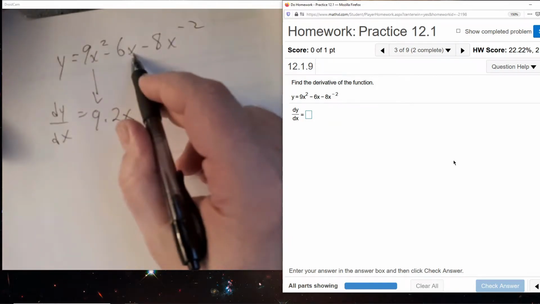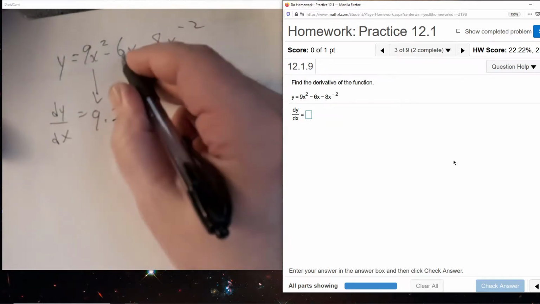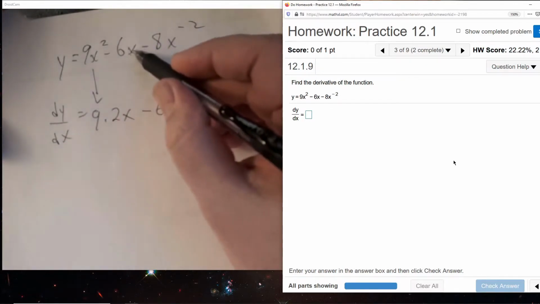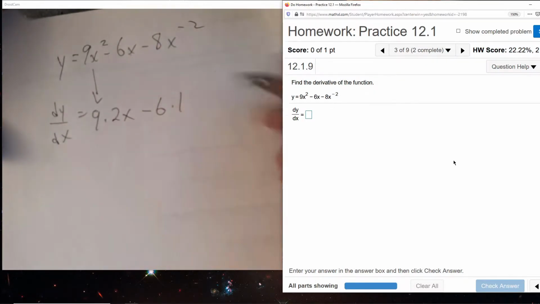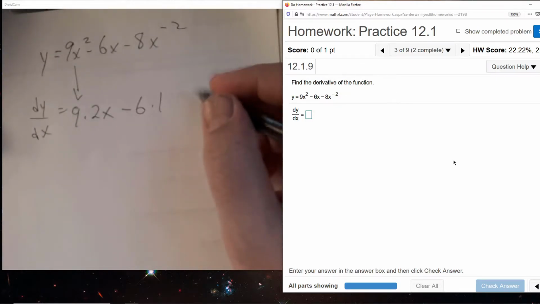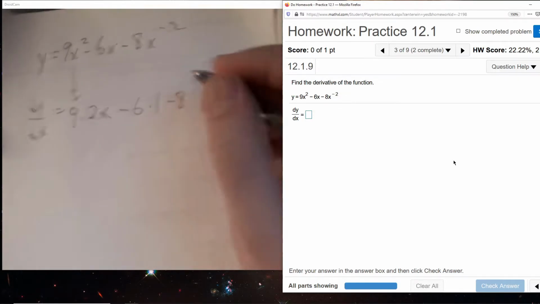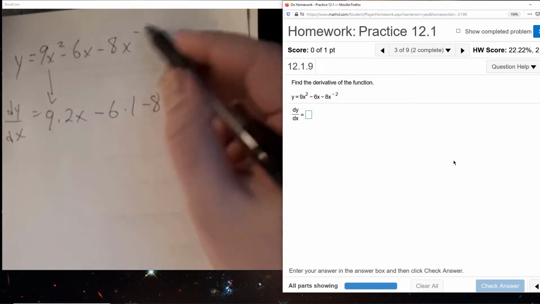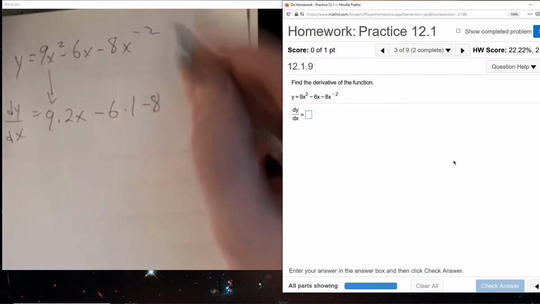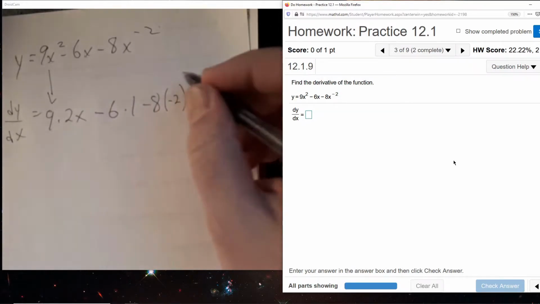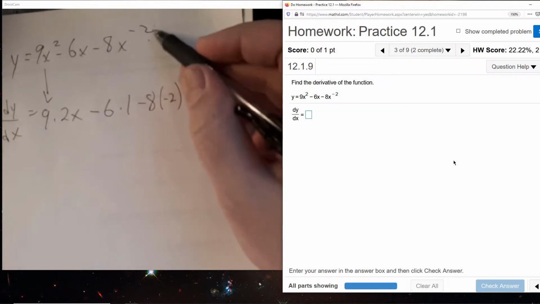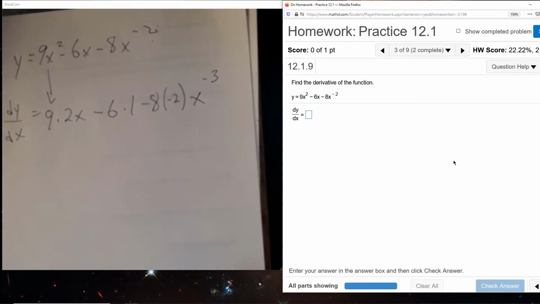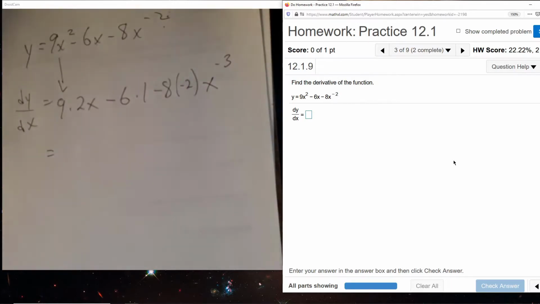Then minus 6x. The 6 is the constant. That pulls out. And then the derivative of x is 1. Then we'll have minus 8, this constant. Taking the derivative then of x to the minus 2 becomes the coefficient. Subtract 1 from the exponent. And then we'll clean this all up.